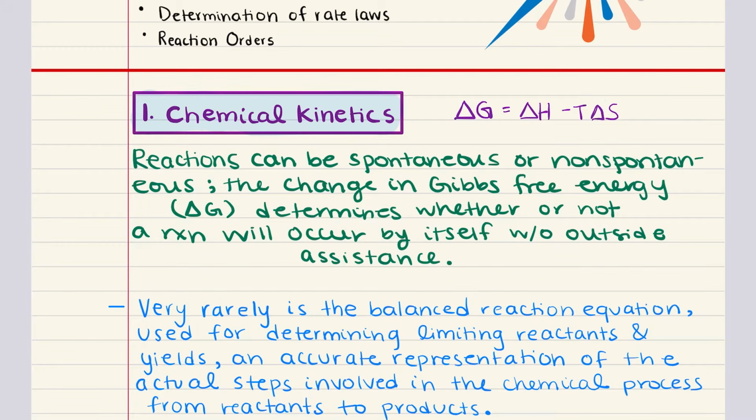But the important thing from this equation to understand is that reactions can be classified as spontaneous or non-spontaneous based on the change in Gibbs free energy. Therefore, the change in Gibbs free energy determines whether or not a reaction will occur by itself without outside assistance. Now, if delta G is negative, then the reaction is spontaneous. It will proceed without outside assistance. But if delta G is positive, then the reaction is non-spontaneous.